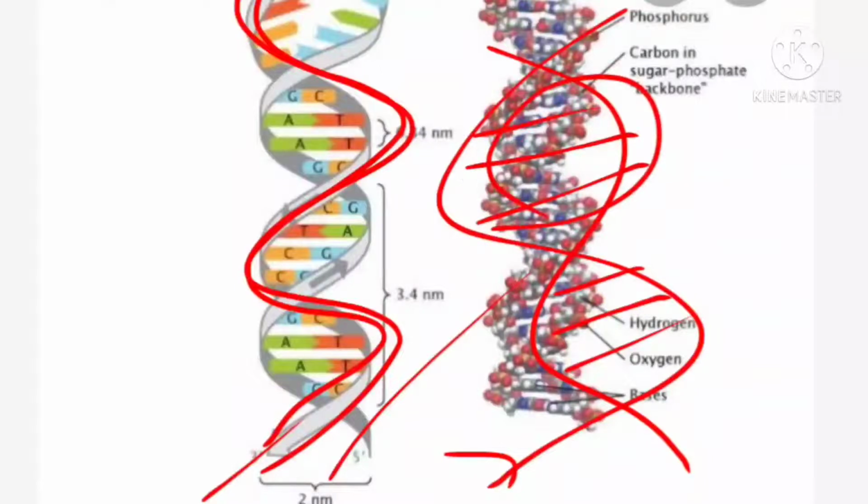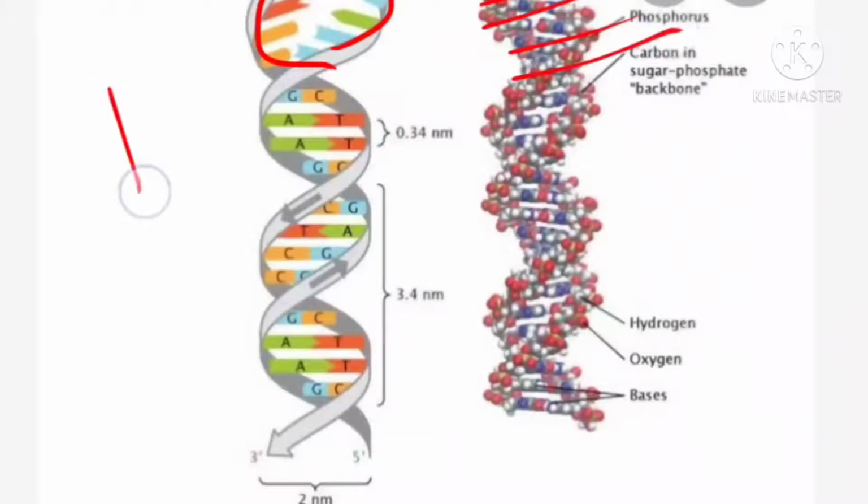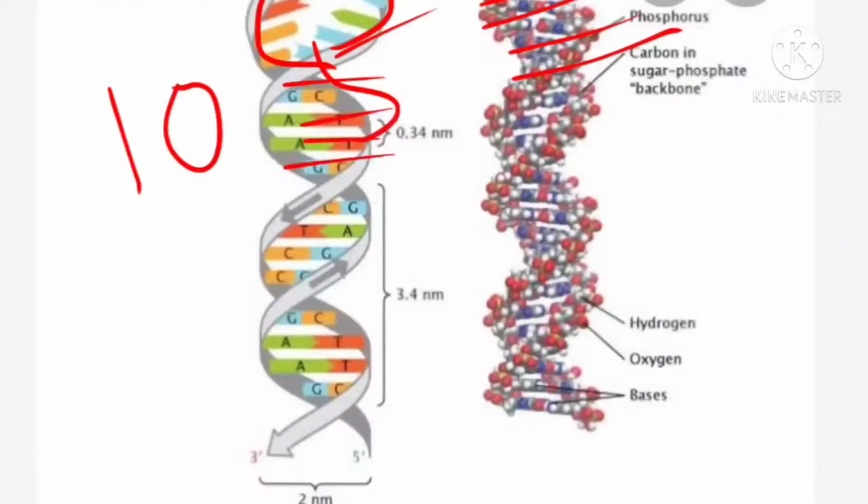Okay. So in each and every turn, in this turn, how many ladders will be present? Around 10.5 ladders. So how many base pairings will be there? This is first base pairing, second, third, fourth, like that. Approximately 10.5 base pairings will be there. So in each turn there will be around 10.5 base pairings.